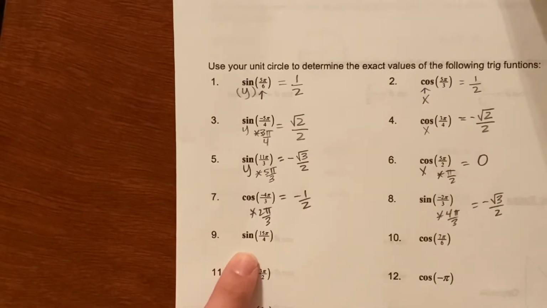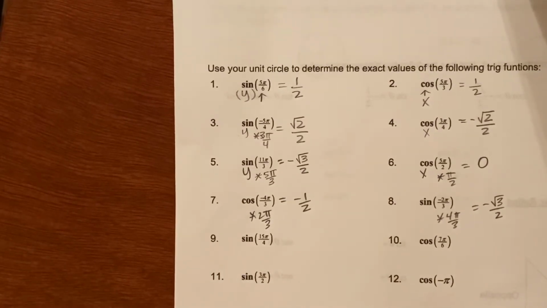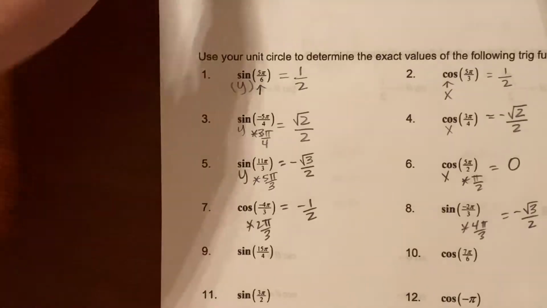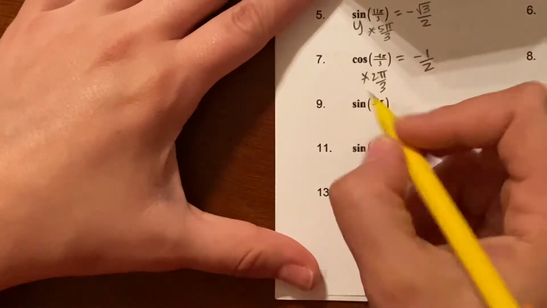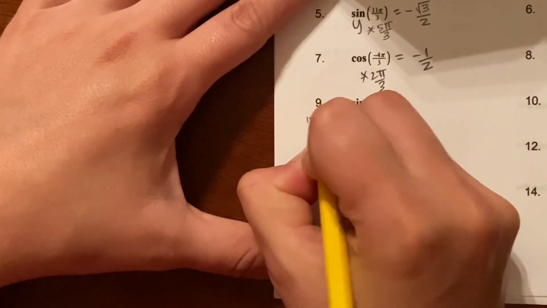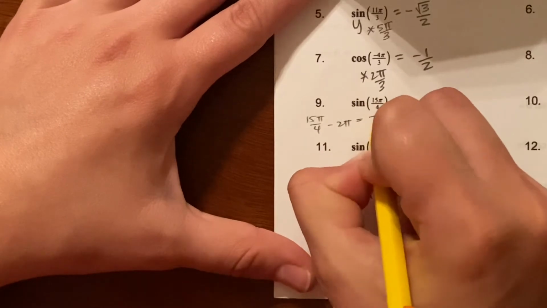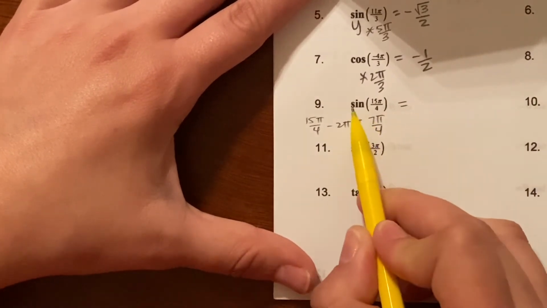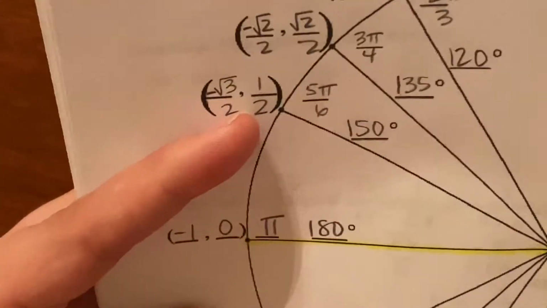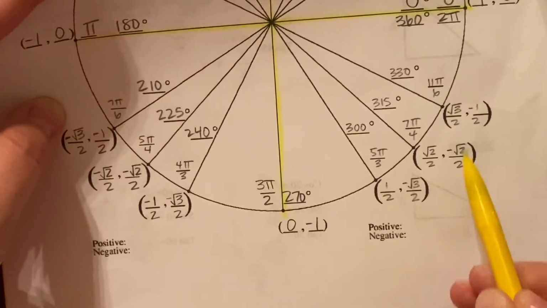Okay, let's keep going. Y value of 15 pi over 4. That's a huge fraction. That is not on my unit circle. So I'm going to subtract 2 pi. So 15 pi over 4 minus 2 pi gives me 7 pi over 4. So that's where I'm really looking. So I want the y value at 7 pi over 4. 7 pi over 4 is here. The y value is a negative root 2 over 2.